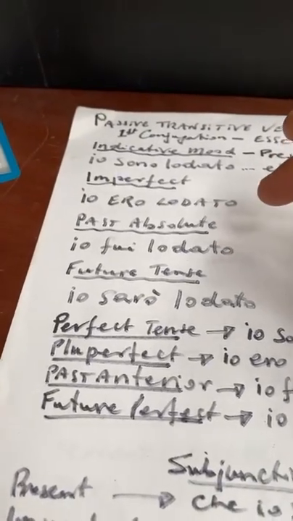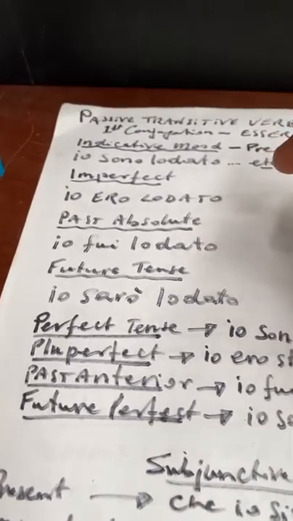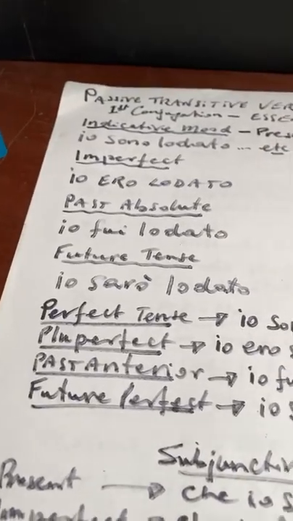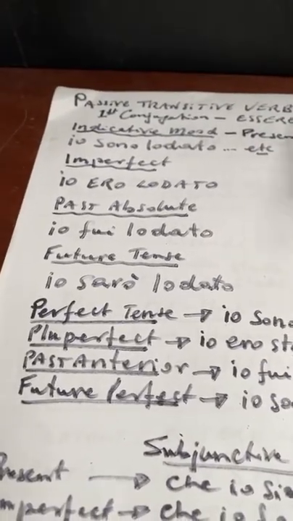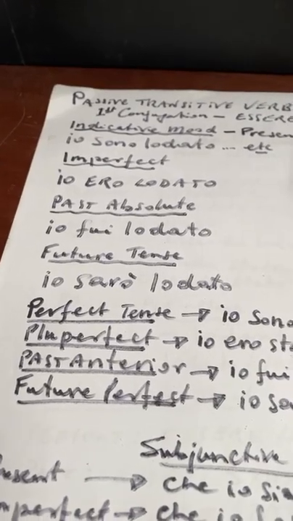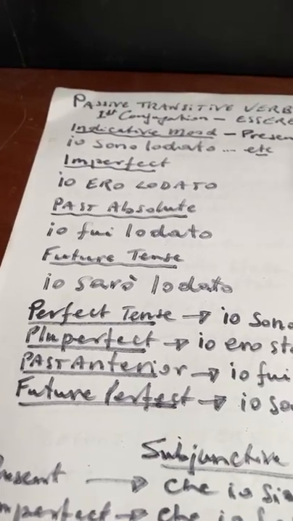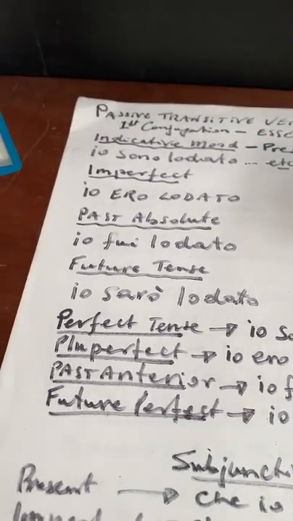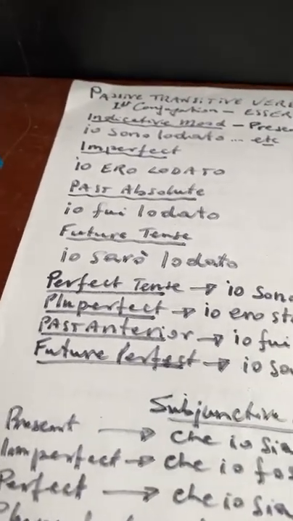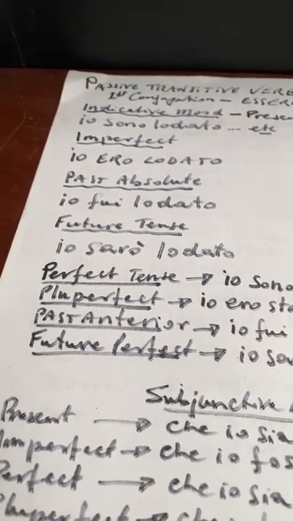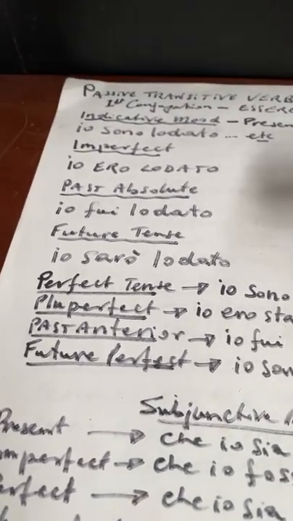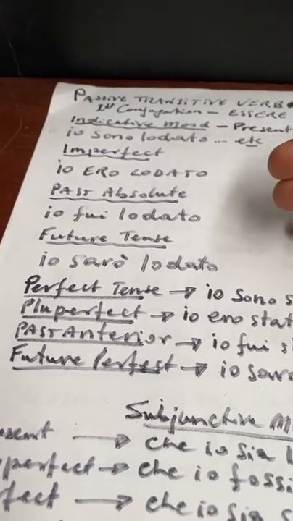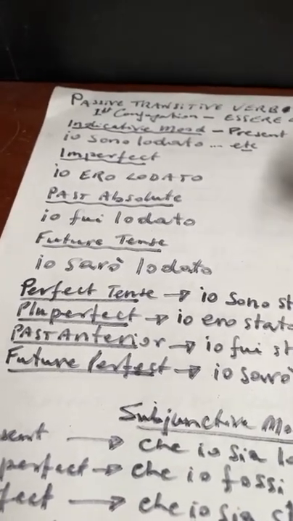In the past absolute is io fui lodato. I'm going to make lodato feminine. Io fui lodata, tu fosti lodata, lui, lei fu lodata, noi fummo lodate, voi foste lodate, loro furono lodate. And then the future tense is io sarò lodato o io sarò lodata, tu sarai lodato, lui, lei sarà lodato, noi saremo lodati, voi sarete lodati, loro saranno lodati.